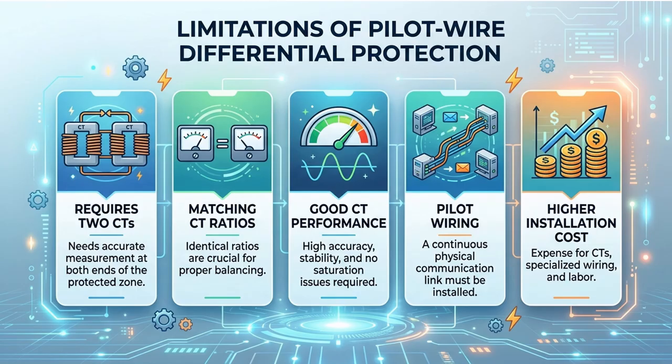Every protection scheme has limitations. Differential protection requires two current transformers with matching ratios, good CT performance, and pilot wiring. These requirements increase the installation cost, but they ensure highly accurate and dependable protection for critical equipment.